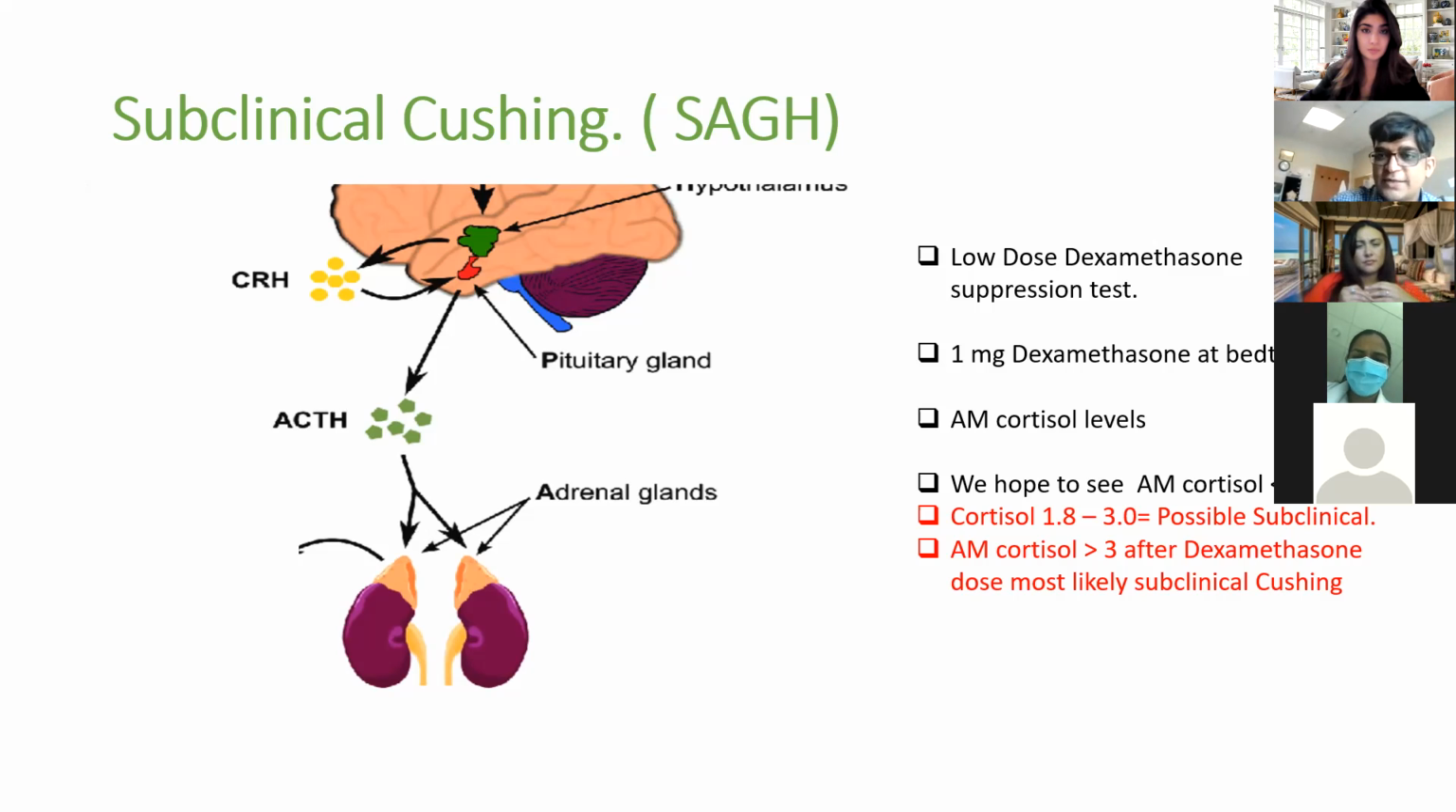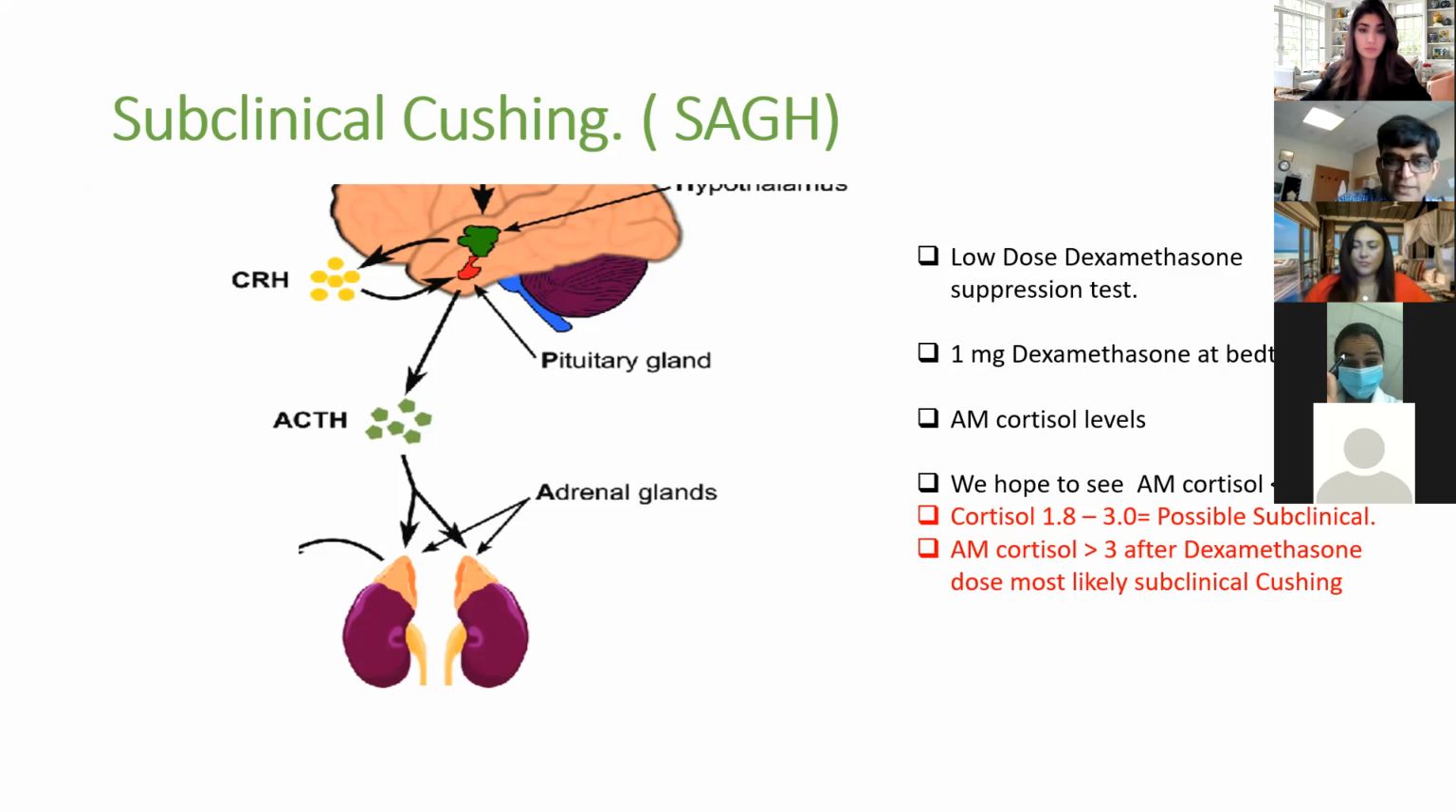So what we do in this test is we give a low dose of steroid pill, which is Decadron. And it's important that we only prescribe Decadron because it's not picked up by the assay in the morning. So we prescribe this medication, dexamethasone, and the patients need to take it at bedtime, right before they go to bed. So if they go to bed at 10 p.m. or 11 p.m., that's when they will take this pill. The morning after, at 8 a.m., they will go to the lab and have their cortisol levels checked.